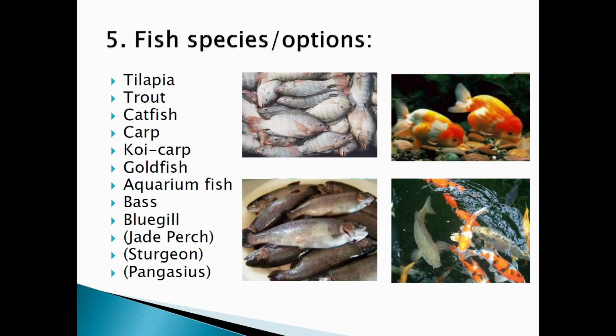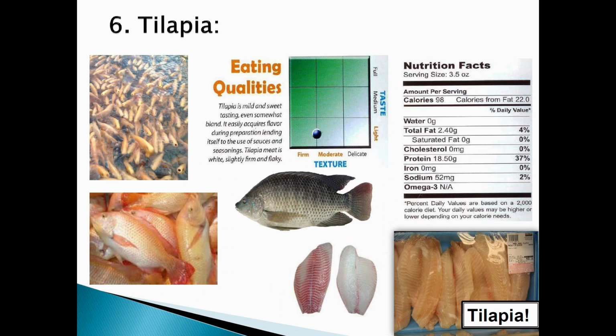Next, onto the fish species that you can choose for your aquaponics system. There's quite a large variety, but tilapia is one species that most people who have researched a bit of aquaponics would have heard of before and is used quite commonly within these aquaponic systems. Other options are trout, catfish, carp, koi carp, and goldfish, other aquarium fish, bass, bluegill, jade perch, sturgeon, and pangasius. So, onto the different fish.